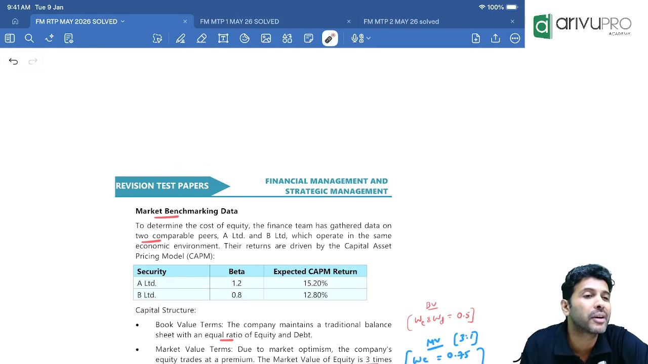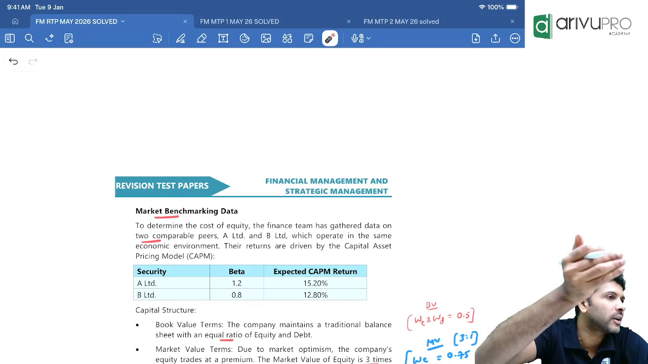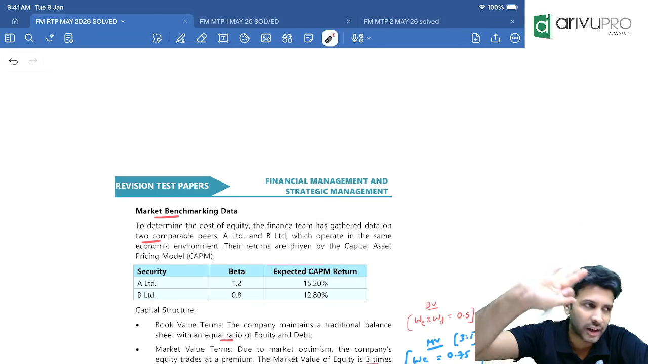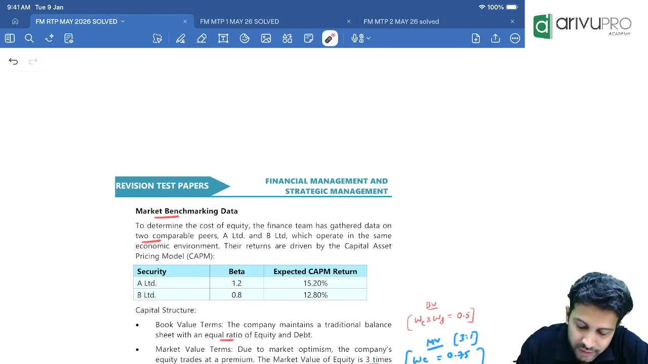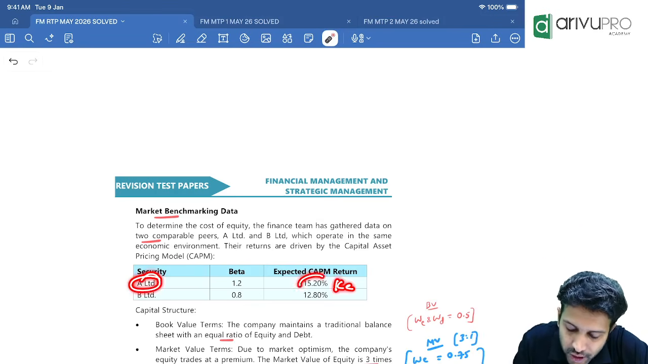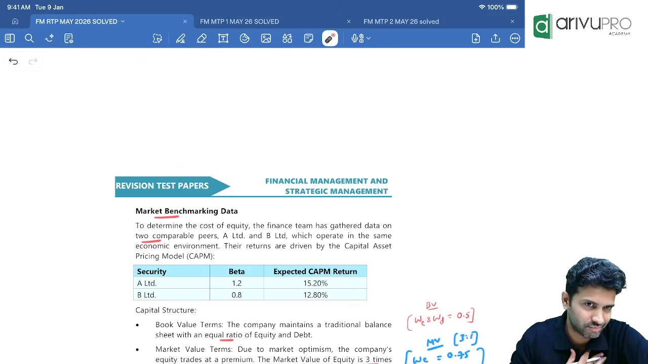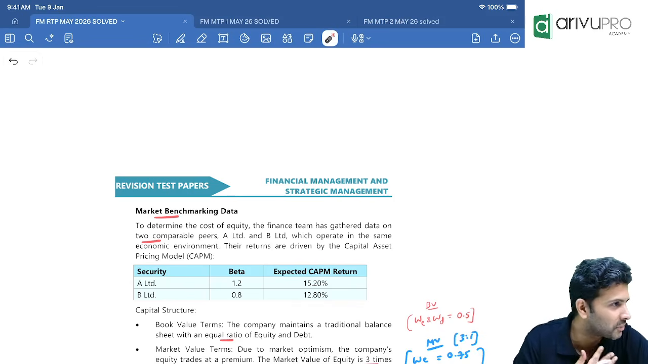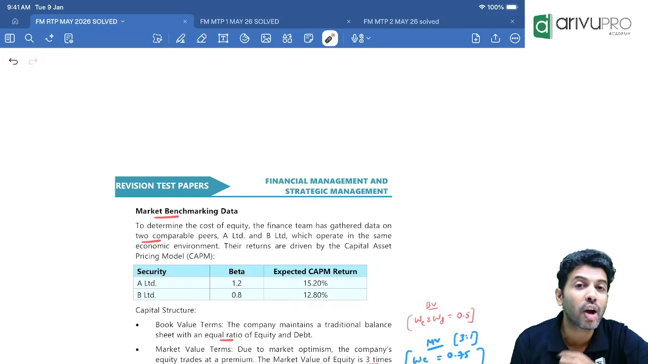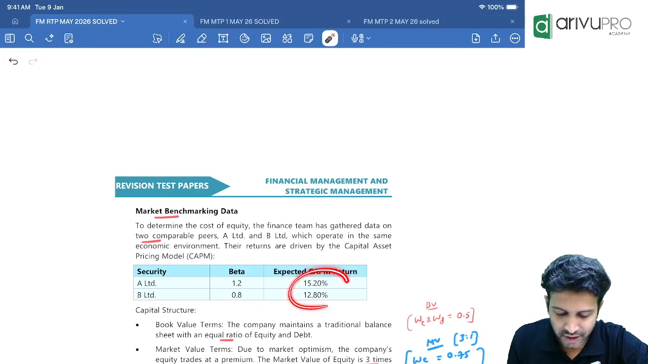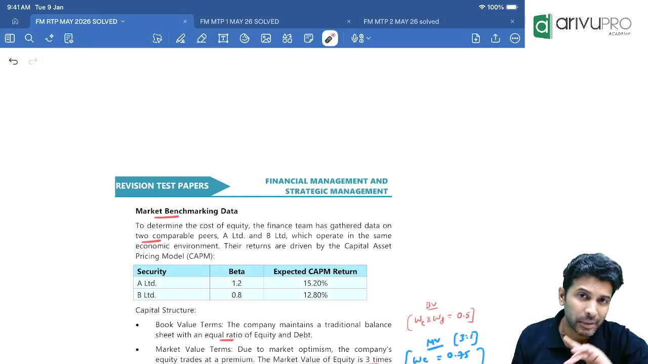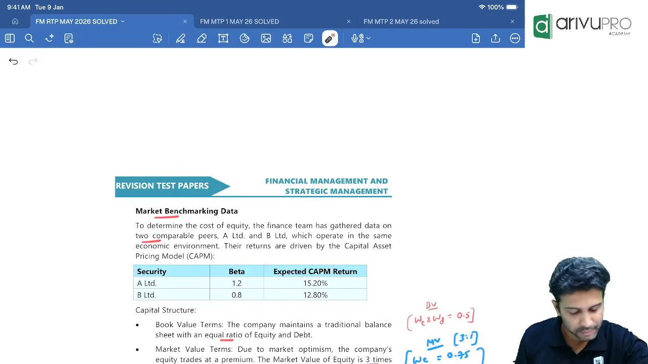Expected CAPM return. Sir, what's the CAPM formula? Cost of equity is equal to RF plus beta into RM minus RF. Agreed? They've only calculated that. A Limited's cost of equity is how much? 15.2. B Limited's cost of equity is how much? 12.8. This is ours. Now we are the zebra, not literally. In this question, we are the zebra. This A and B are our competitors. Fine. The competitor companies' cost of equity we have gathered is based on which model? CAPM. Keep that in mind.